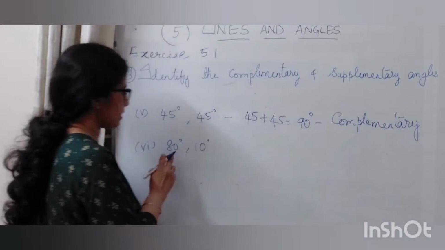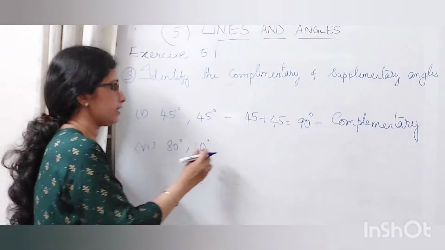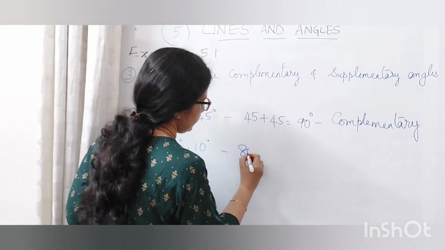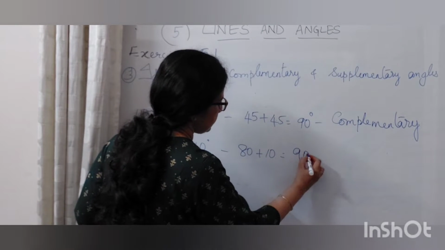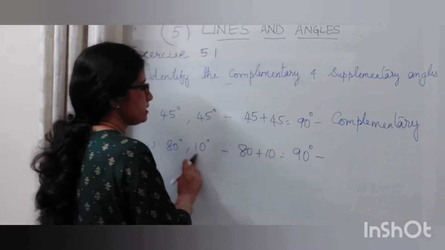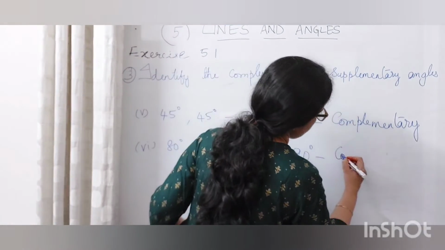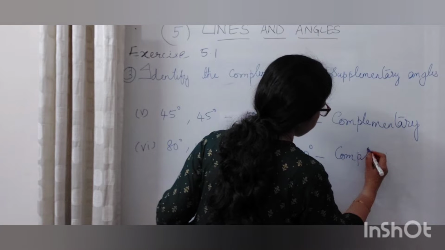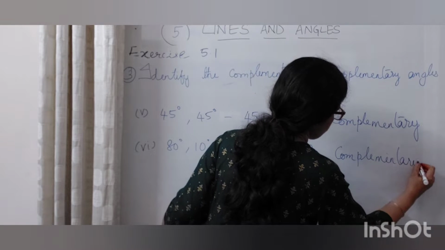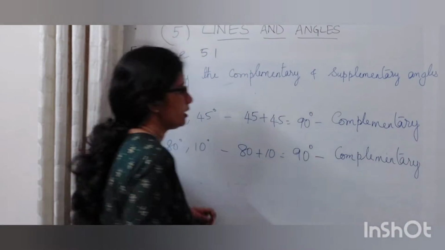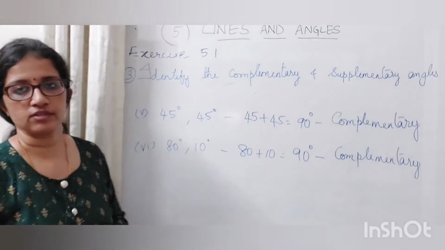Okay. What is the last question? 80 degrees and 10 degrees. So 80 plus 10 is equal to, again, 90 degrees, which makes these two angles again complementary. Clear with this? Okay. Now we will move on to our next question.